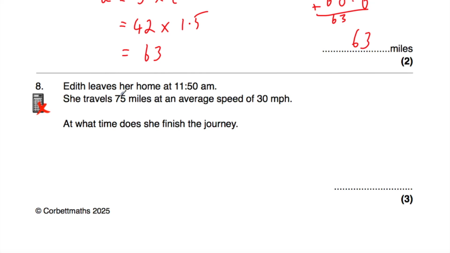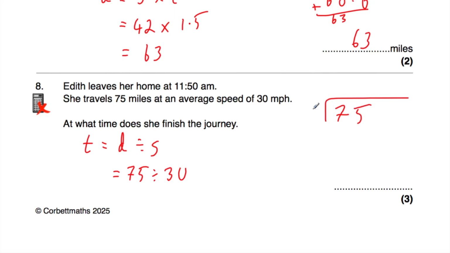Okay, so we know here the distance she travels and we know the speed. So let's work out the time, how long it takes. So the time taken will be equal to the distance divided by the speed. So we'd see how many lots of 30 miles go into 75 miles, see how long it would take. So let's do the distance, which is 75, divided by the speed, which is 30. And if we do 75 divided by 30, we could use the bus shelter method if we wanted to. So how many 30s go into 7? 0 remainder 7. How many 30s go into 75? That'd be 2, that's 60.